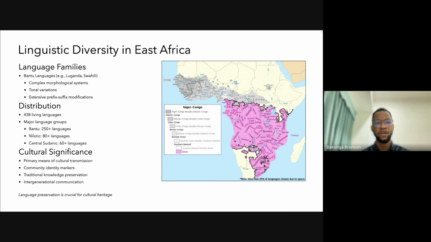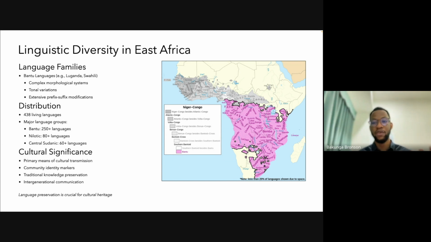But the languages themselves are a bit similar in the way they're formed, of course, because these are families, as we said. So for example, the Bantu language, which is sort of like the biggest one in the region, has pretty much tonal variations. It also has complex morphological systems. But more importantly, within this very region, there's 438 living languages. And we put the word living because some of them might have gone extinct simply because we don't have ways to preserve them. And there's 250 languages in the Bantu group. There's 80 languages in the Nilotic group, 60 languages. So I think you get the depth of the problem.